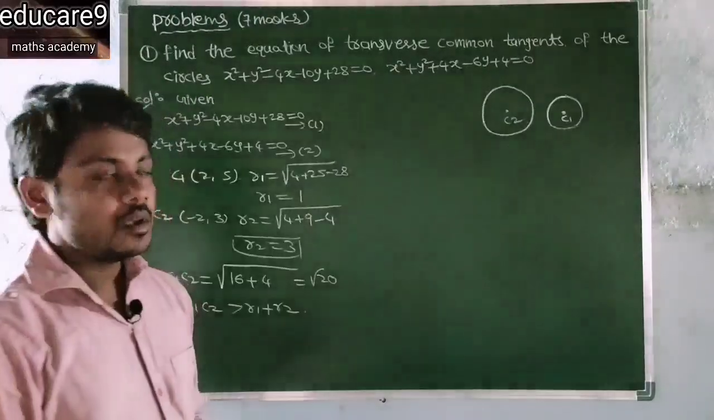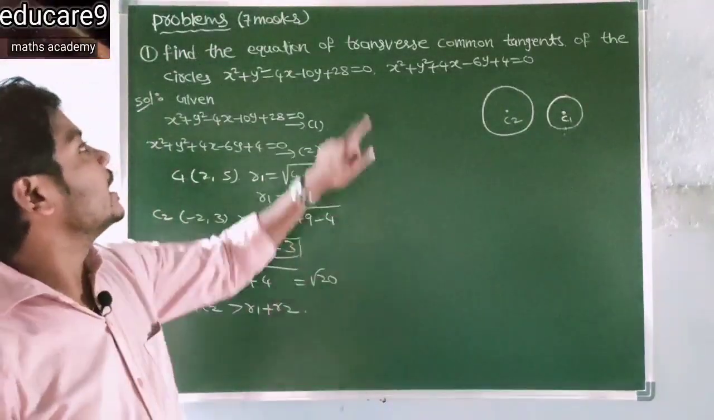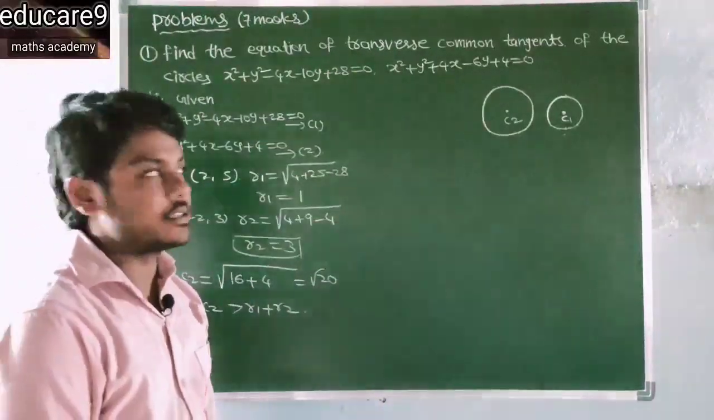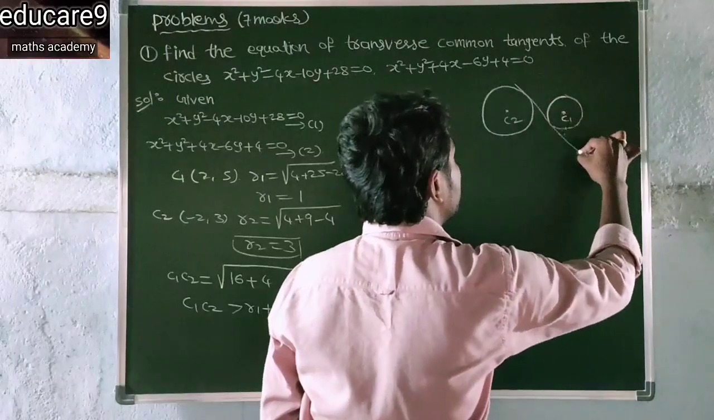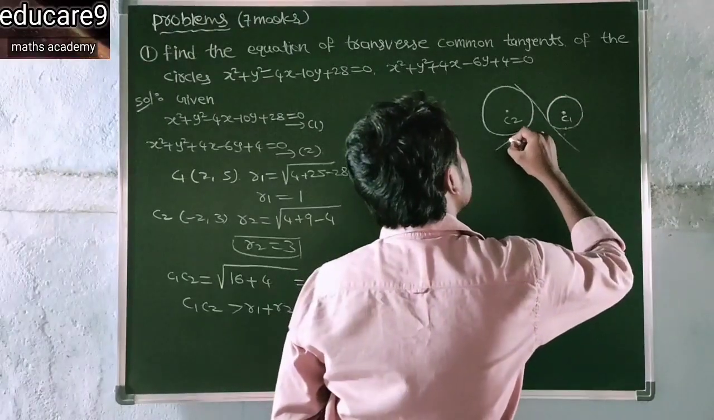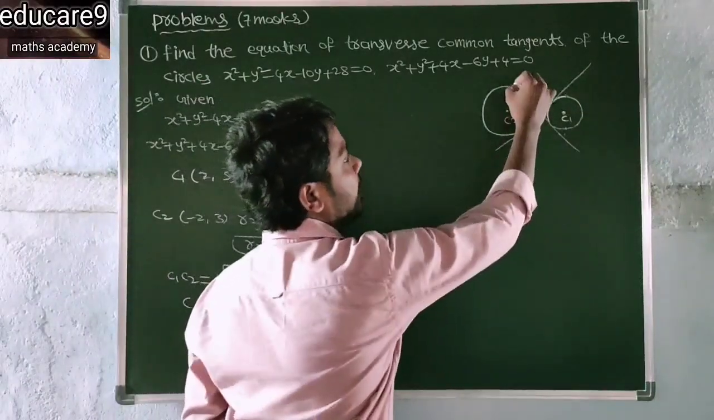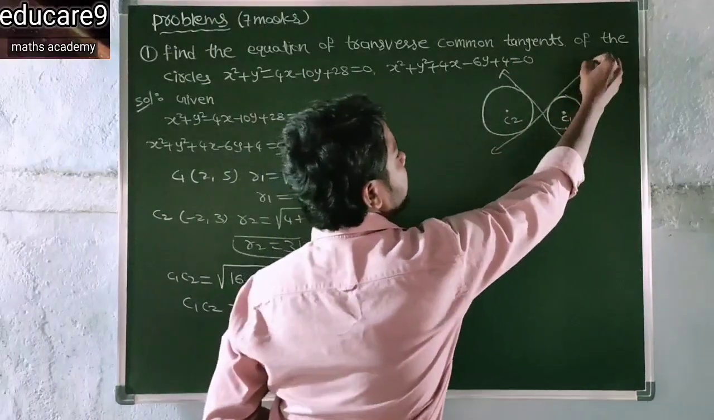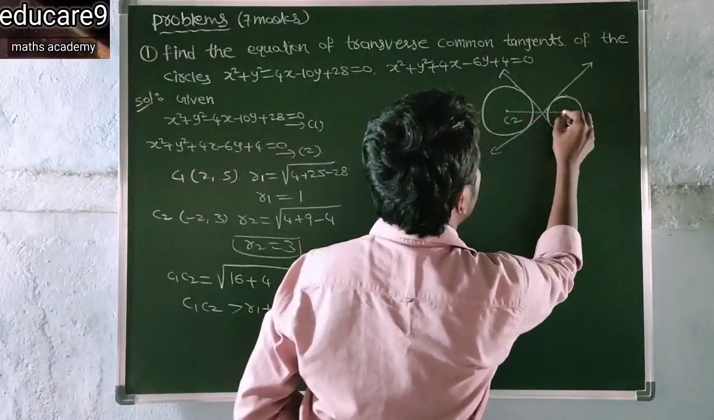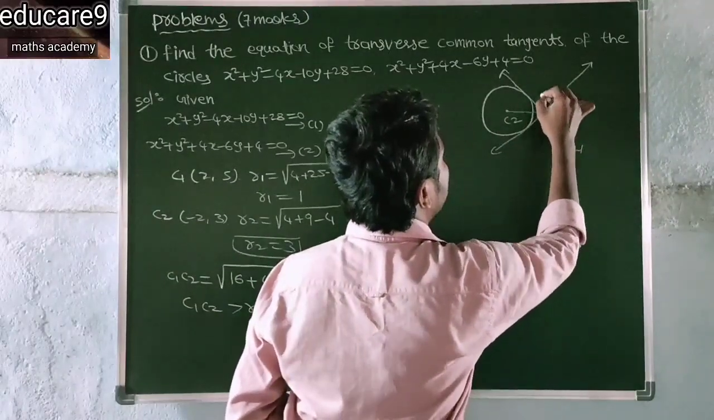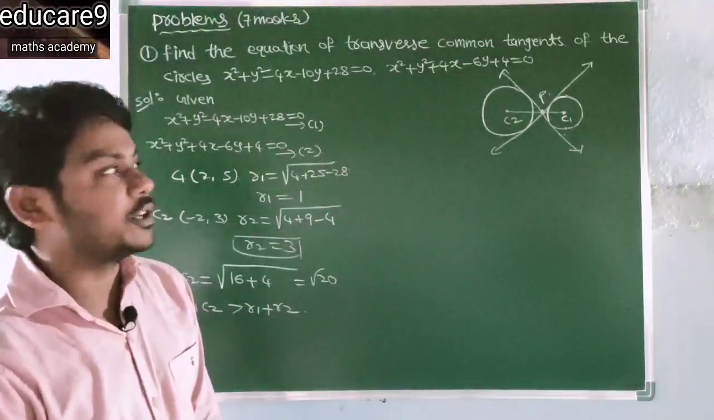So see here, clearly these are the given circles, and here you need to find the transverse common tangents. So draw the transverse common tangents. This is one of the transverse common tangents. This is another transverse common tangent. Okay. You need to find these equations. Now join C1C2. So clearly this point of intersection is P. So that P is called the internal center of similitude.